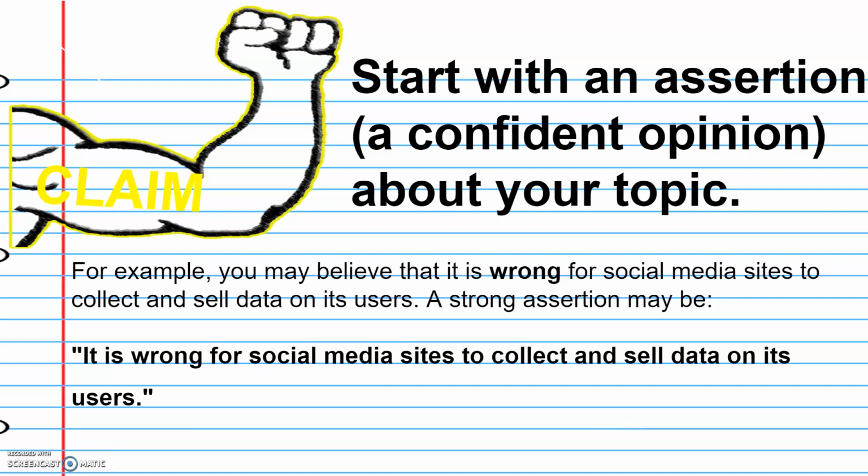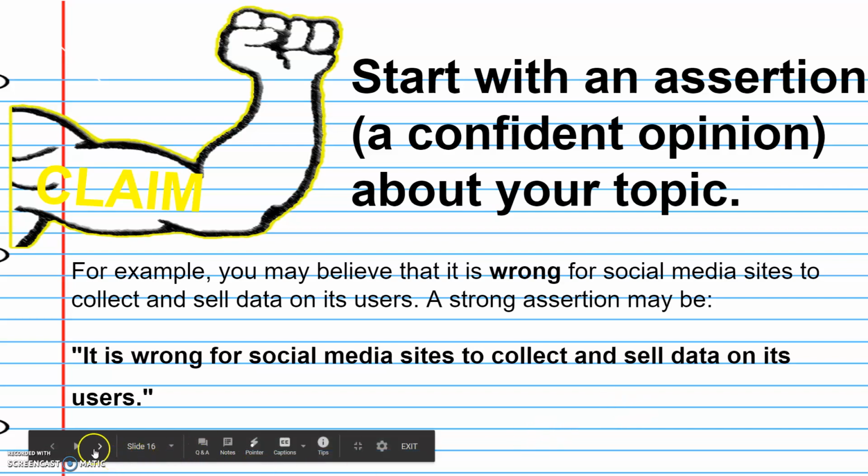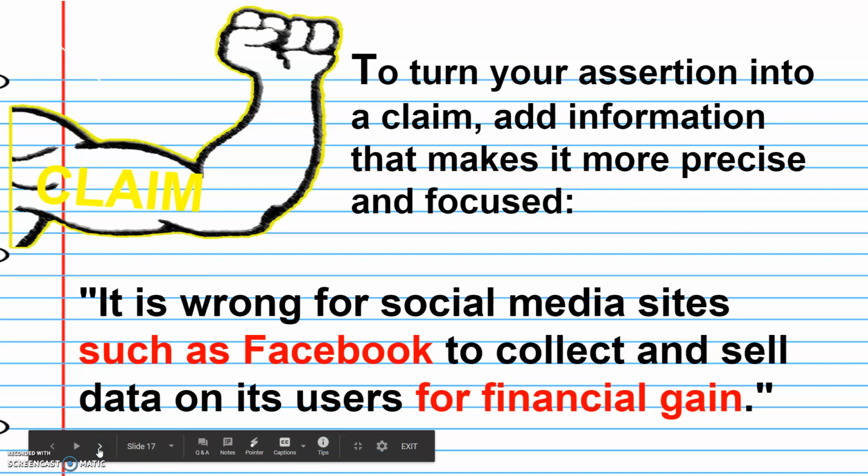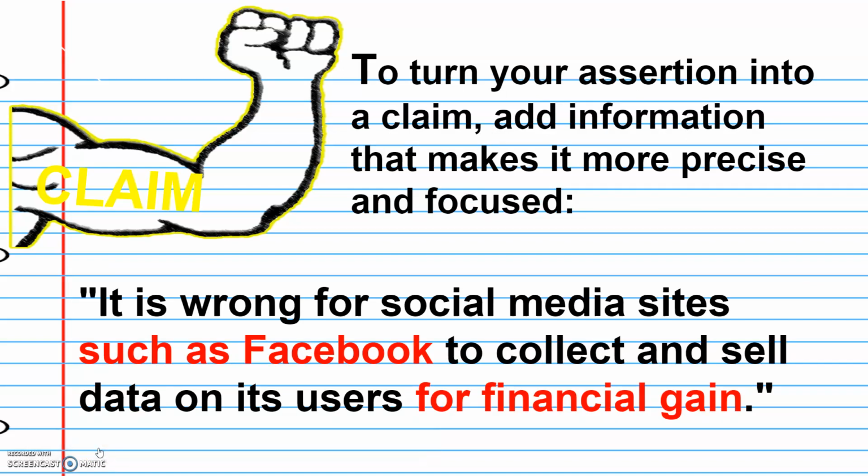For example, you may believe that it is wrong for social media sites to collect and sell data on its users. A strong assertion may be: it is wrong for social media sites to collect and sell data on its users. To turn your assertion into a claim, add information that makes it more precise and focused. It is wrong for social media sites, such as Facebook, to collect and sell data on its users for financial gain. Notice how this claim just got stronger.